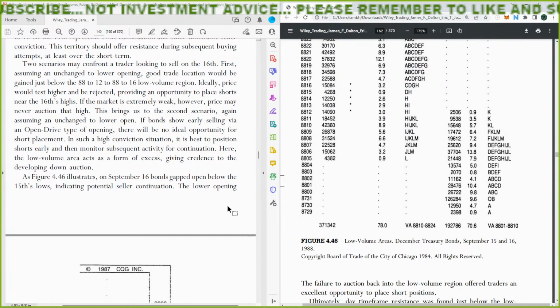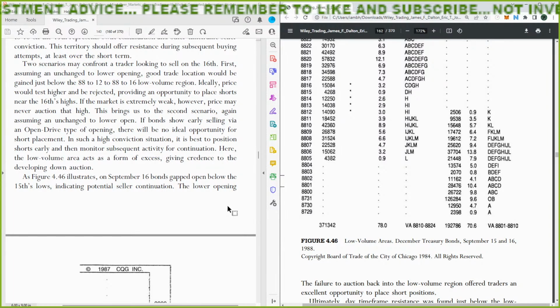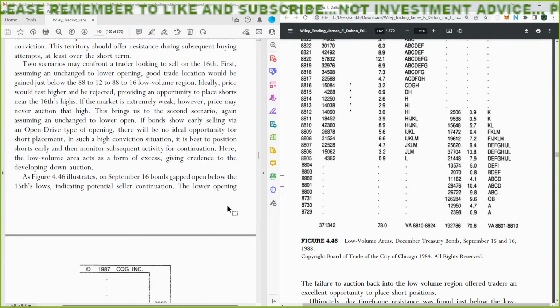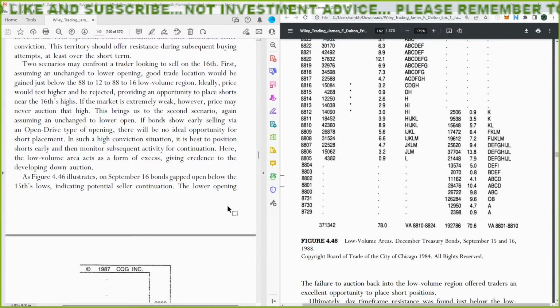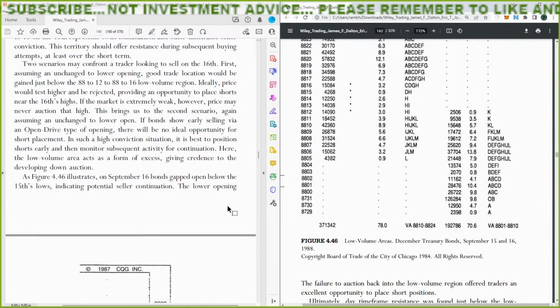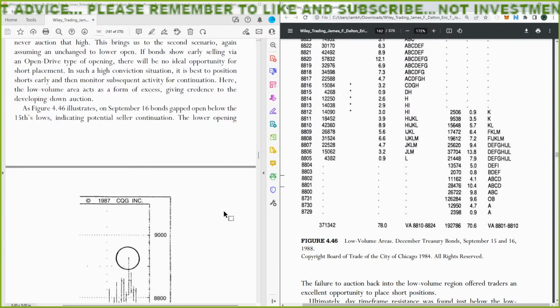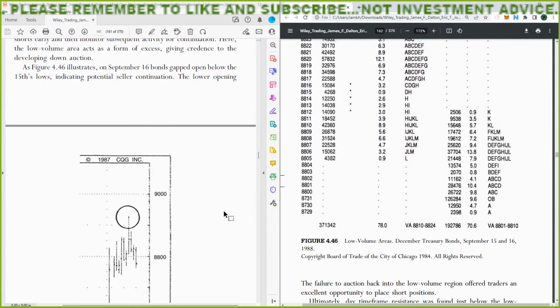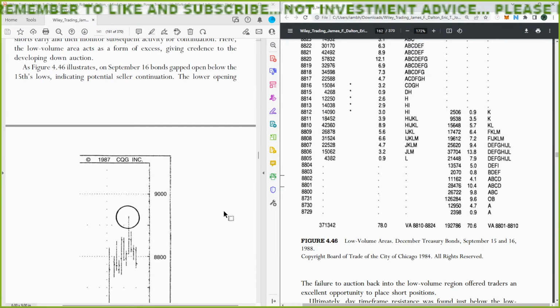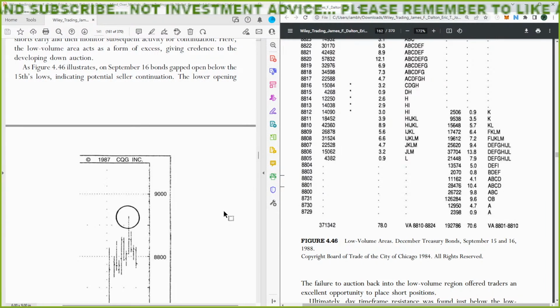This brings us to the second scenario. Again, assuming an unchanged to lower open, if bonds show early selling via an open drive type of opening, there will be no ideal opportunity for short placement. In such a high conviction situation, it is best to position shorts early and then monitor subsequent activity for continuation. Here, the low volume area acts as a form of excess, giving credence to the developing down auction.